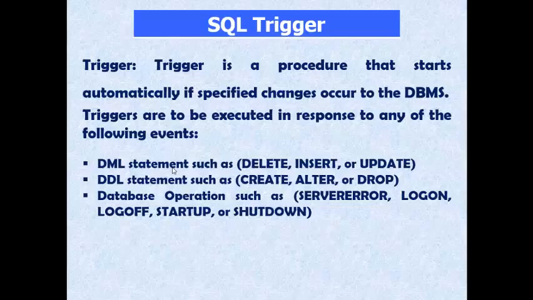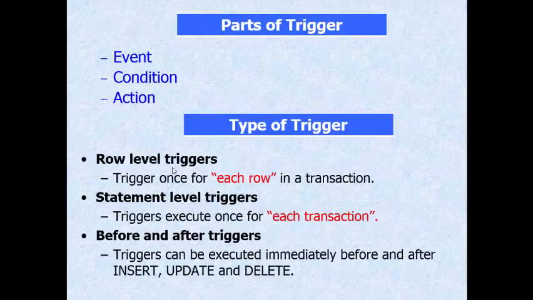So now we'll discuss the parts of the trigger. There are three parts in the trigger. One is the event, the activity that fires the trigger. Then the condition, based on what condition it will fire. And the action, what happens if the trigger runs, that means what will be the output. So when the event occurs and the condition is met, the action will be performed. This is all about the trigger, and we also have to know the purpose of the trigger.